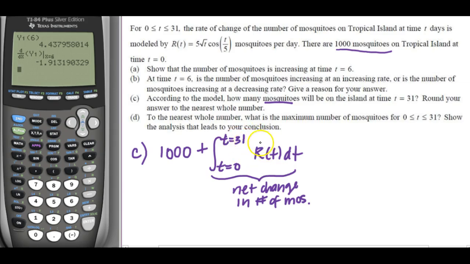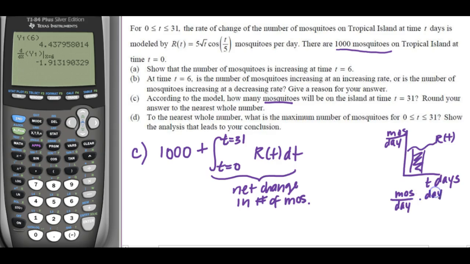And again, if you don't understand why this represents the net change in the number of mosquitoes, we can always go back to units. So again, R of t is some generic function where the units of R of t are the rate, mosquitoes per day. After so many days, t, the area, again, the units would cancel. Area is base times height, so mosquitoes per day times days. The units of days cancel to give us just mosquitoes. And my question was asking for how many mosquitoes.